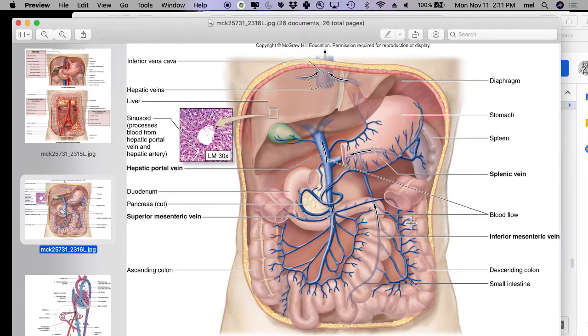Superior mesenteric vein. Good. And then this one is coming directly from the spleen. What do you want to call that one? Splenic vein. So what we are going to see is, do you see the chair? Do you see that it's a chair? I'll draw the chair for you.